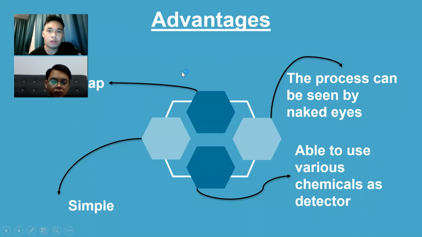So now we will look into the advantages. First, TLC is very cheap to use because it does not involve too much apparatus and machinery. Second, it is simple and easy to set up and run. The third is that the process can be seen by naked eyes, as you can see in my previous slide: the work is done manually without any machine, and the result can also be seen easily with our own eyes. And the last one is that it is able to use various chemicals as detectors.